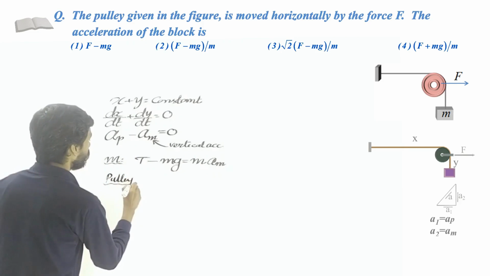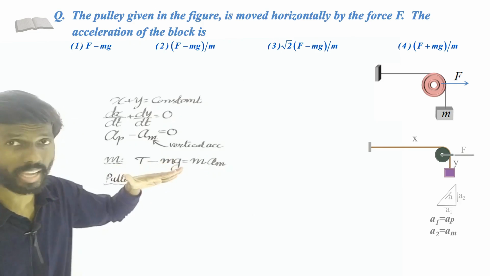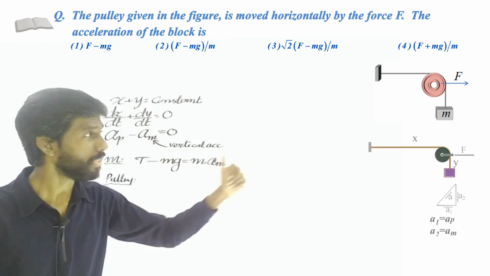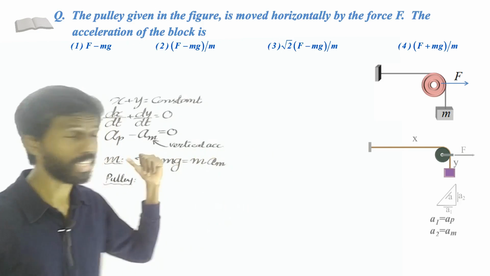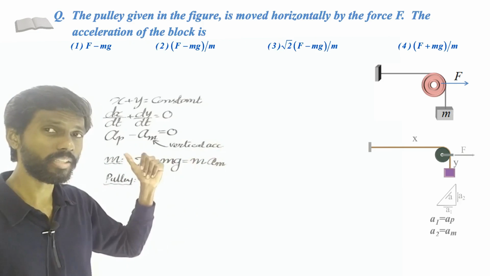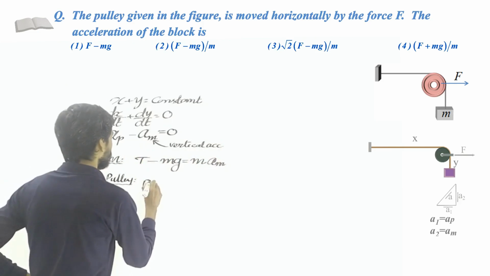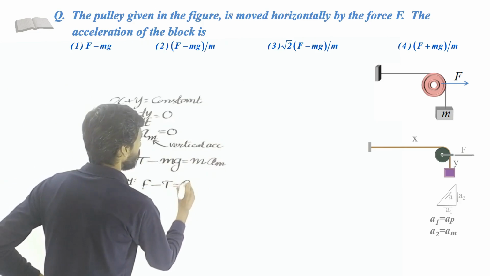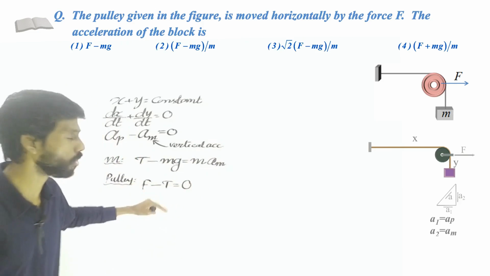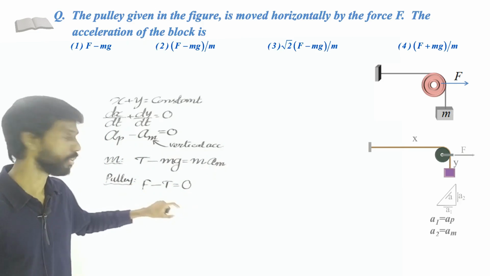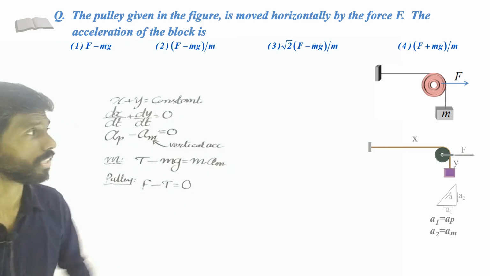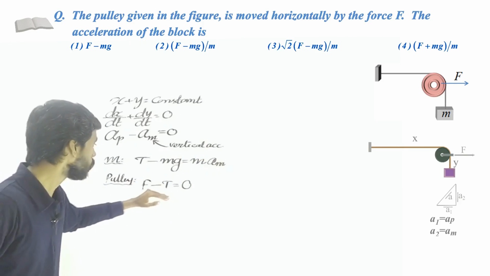Similarly, for the pulley, what are the forces acting on the pulley? The force F is acting in this direction. Tension is acting in the negative direction, right? So the total force is F minus T. But that must be equal to 0, because it is an ideal pulley. So the mass is 0, F minus T equals 0. That means the tension is the same as the applied force F.